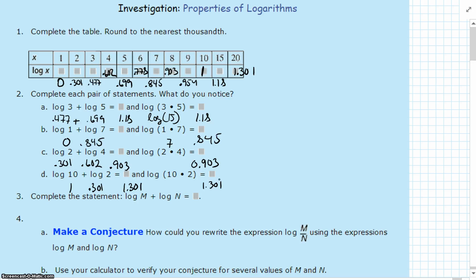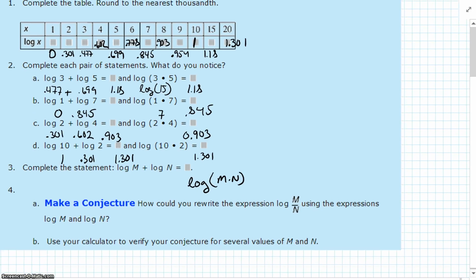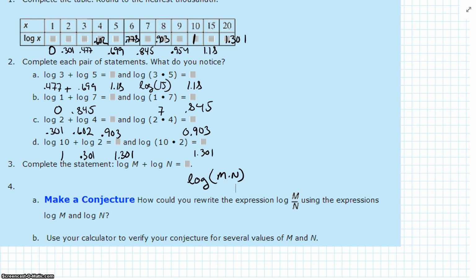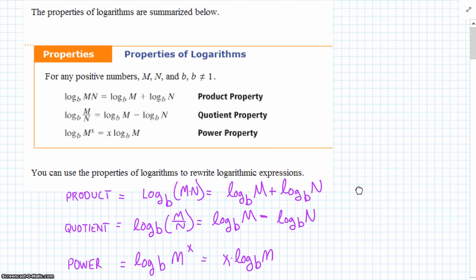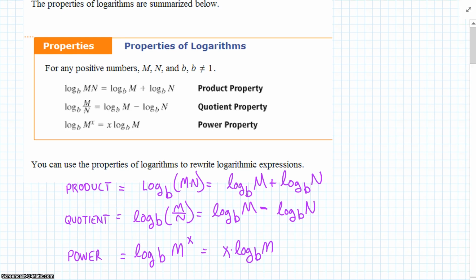Complete the statement. So the log of m plus the log of n must be equal to the log of m times n. How could you rewrite the expression log of m over n using the expressions log m and log n? Well, if multiplying them is addition, division would probably just be the log of m minus the log of n. Okay, so let's go through our properties. Hopefully that kind of proves to you some properties of logarithms.